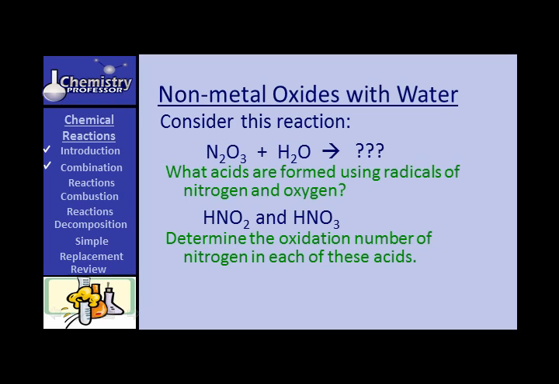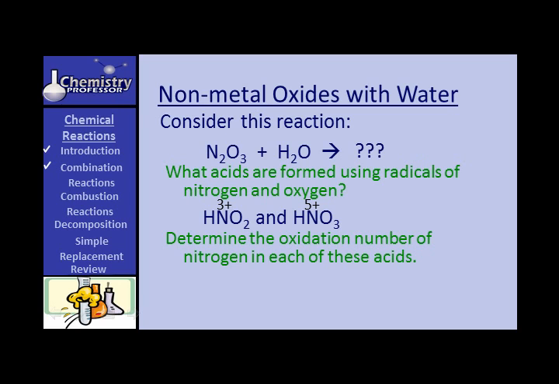Well, what we do is determine the oxidation number of nitrogen in each of these acids. Nitrogen is your key. In the HNO2, nitrogen is the middle element. Do you remember how to do this? The nitrogen is going to have an oxidation state of +3. And in the nitric acid, the nitrogen will have an oxidation state of +5.